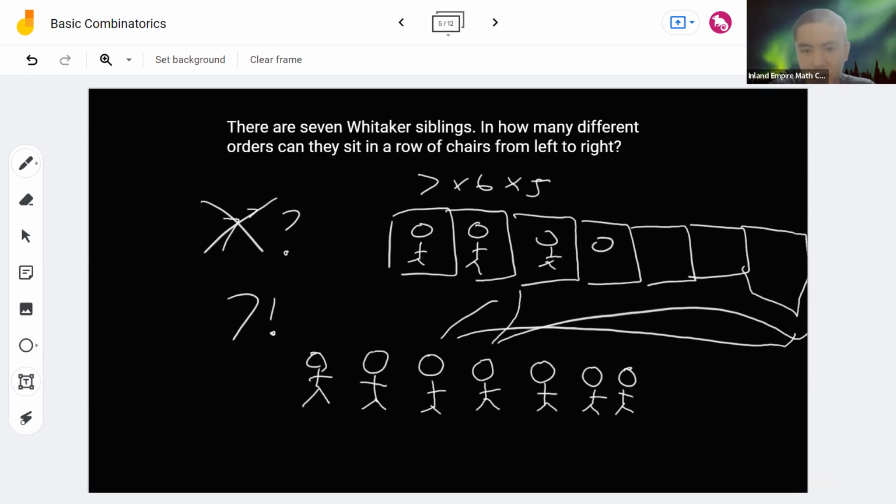And so on and so forth, all the way until you end up with the last sibling. The last sibling has only 1 chair to choose from. So you just multiply by the 1. Does that make sense to everyone?